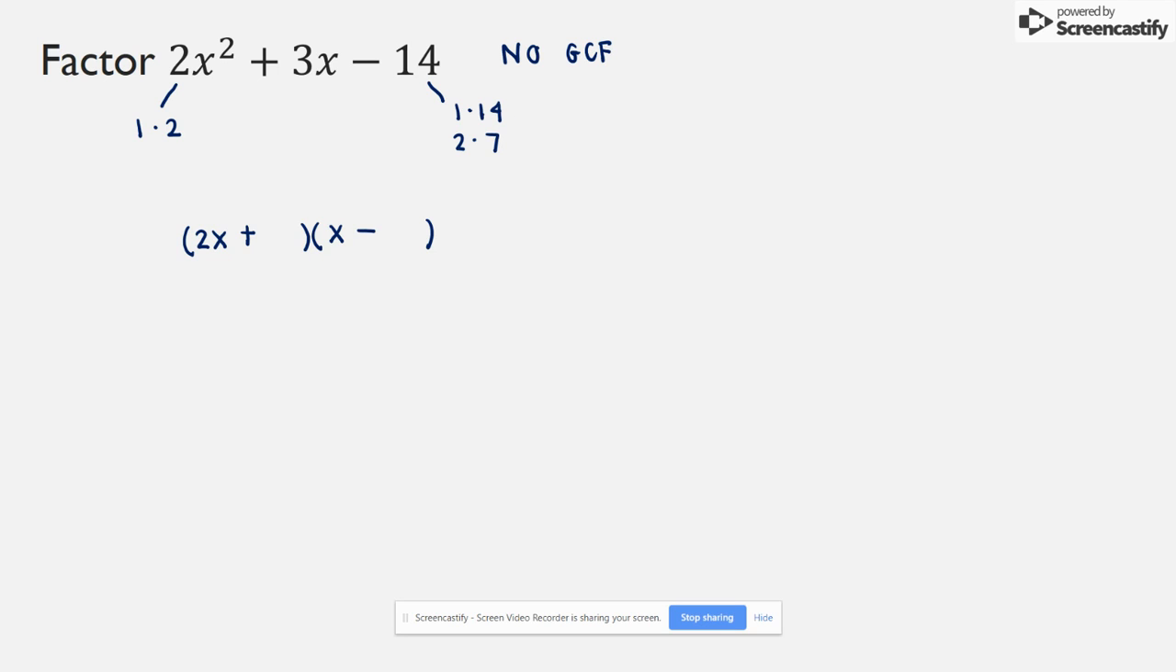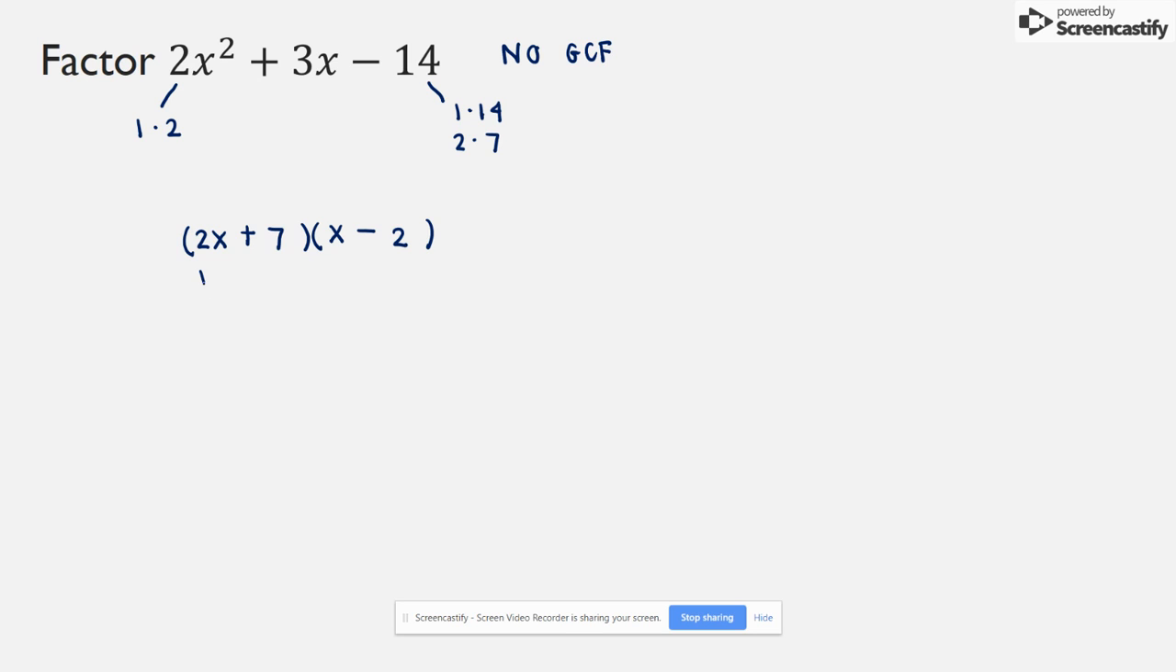Now I'm going to guess which one of those two sets of numbers I want to try. I want to try to get 3x that's positive in the middle. So I'm going to choose 2 and 7. I'm going to put the 7 first because if I put the 2 first, I would have a 2 twice in the same parenthesis. That means that they have something in common, which means that there would be a GCF. But there is no GCF, so I don't want to put the same number in the same parentheses.